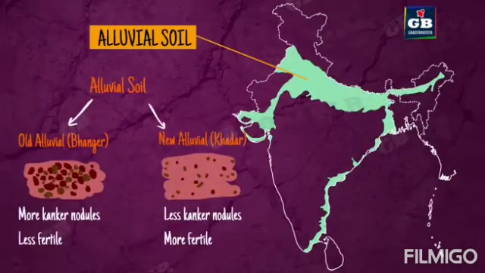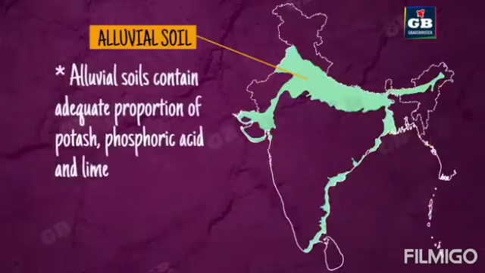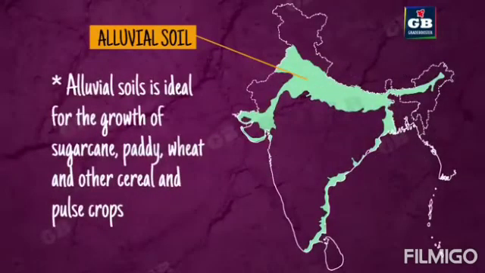Depending on their age, alluvial soils are classified as Old Alluvial, called Bangar, and New Alluvial, called Kadar. The Bangar soil has a higher concentration of kankar nodules and is less fertile. Kadar soil has more fine particles and is more fertile than the Bangar. Alluvial soils contain an adequate proportion of potash, phosphoric acid, and lime, which are ideal for the growth of sugarcane, paddy, wheat, and other cereals and pulses crops.